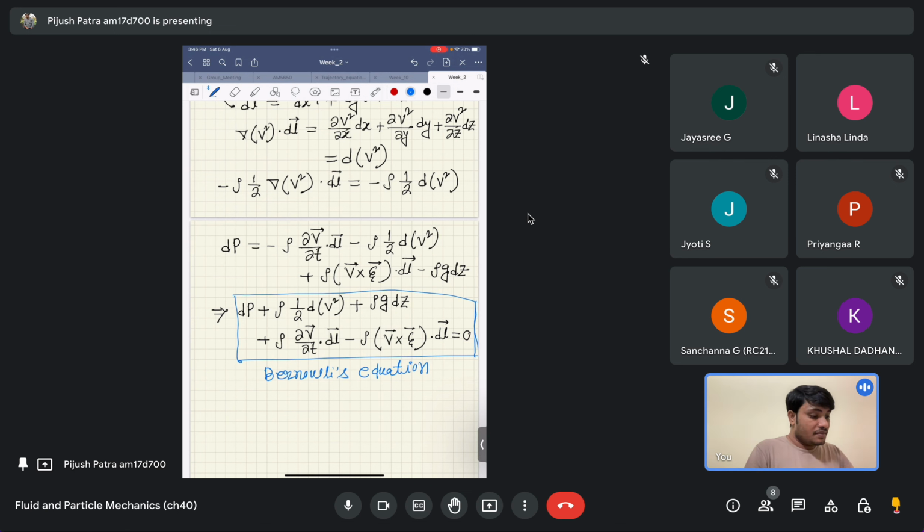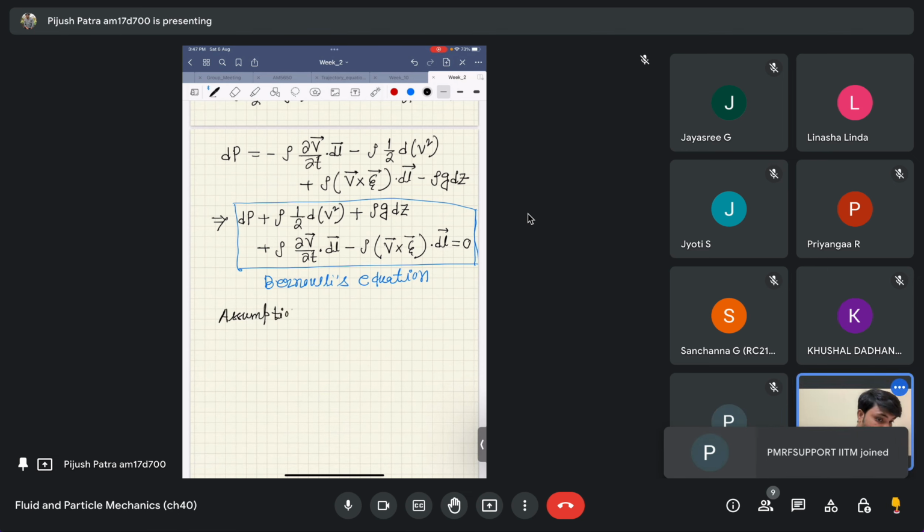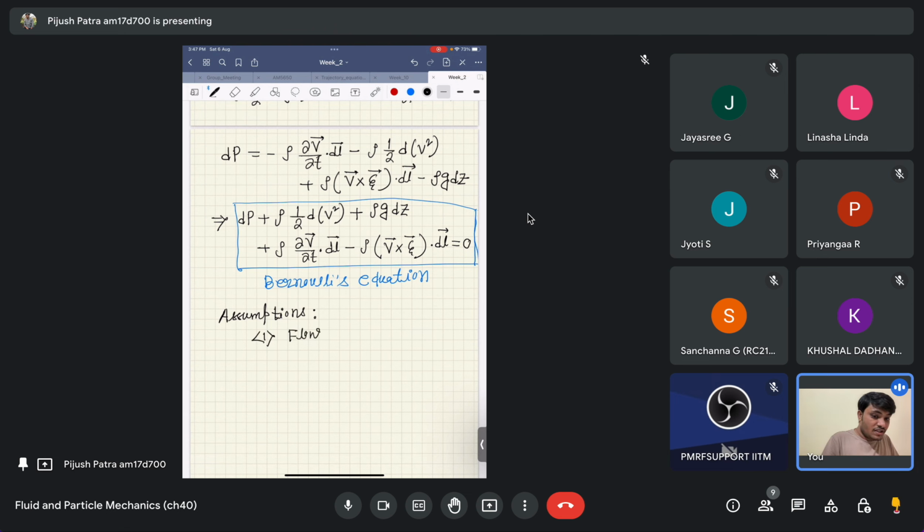Now I will make different assumptions and show how you can get the familiar form of the Bernoulli's equation. Let's assume different terms now. Assumptions. Let's say that the flow is steady. So which term of this equation will be 0 for the steady flow?